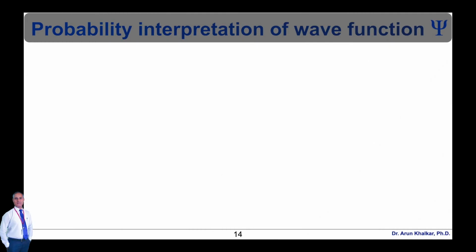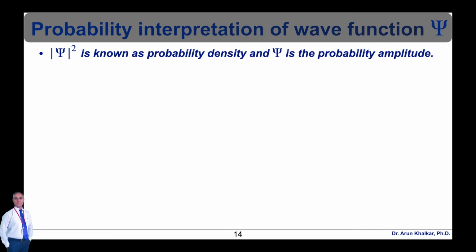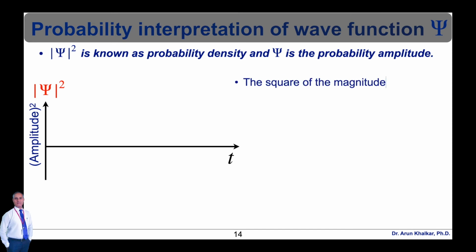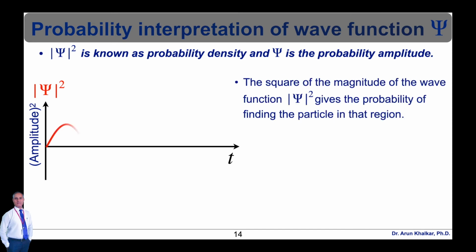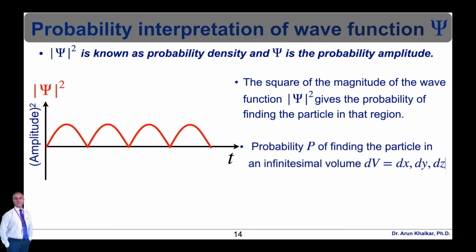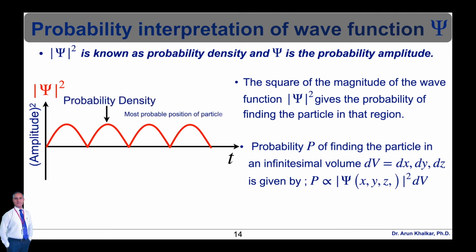As per Max Born, the probability interpretation of the wave function, he suggested that the square of the magnitude of the wave function, that is psi mod square, gives the probability of finding the particle in that region. Therefore, the probability P of finding the particle in an infinitesimal volume dV equal to dx dy dz is given by P directly proportional to psi of xyz mod square dV. Therefore, psi mod square is known as the probability density and psi is the probability amplitude.